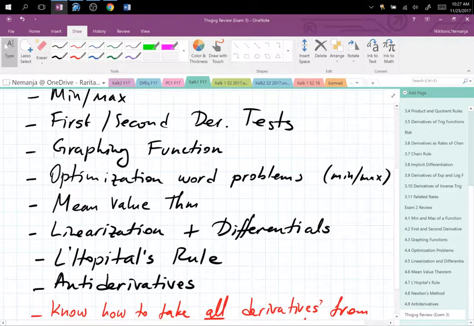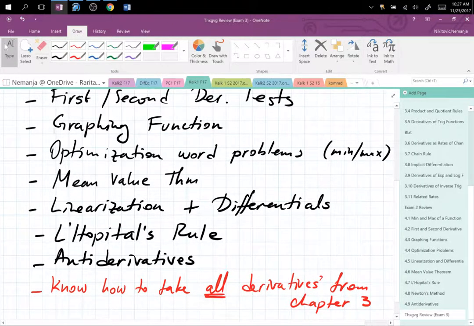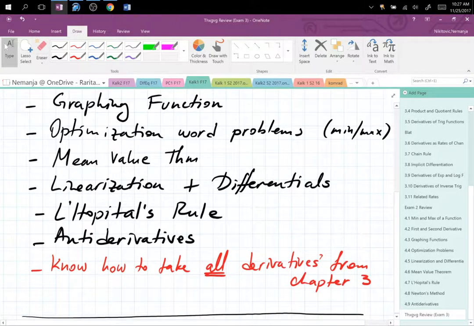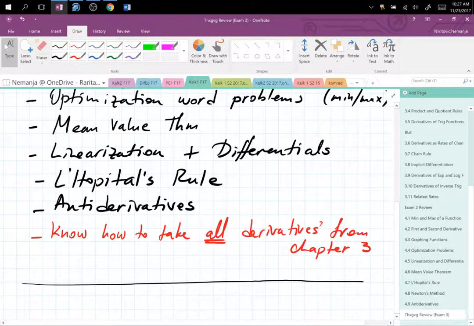Optimization word problems: you have to model. And then the mean value theorem, you have to know the formula. The concept is that the average change of the function is equal to the instantaneous change at least at one spot, if continuity and differentiability are present. Linearization I already talked about, it's a tangent line. L'Hopital's rule: you have two indeterminate forms, 0 over 0 and infinity over infinity, and then you have all the other ones that have to be transformed into that. And finally, integrals at the end.